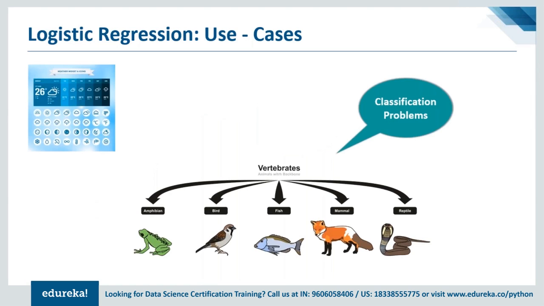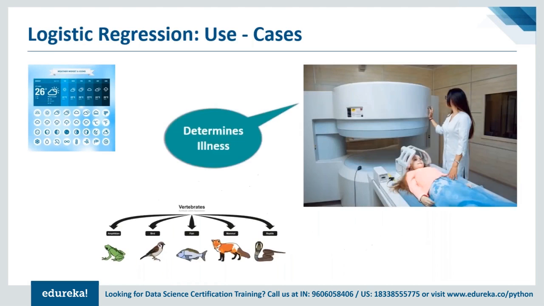And if you have to talk about classification, there are so many classifications, or basically Python in scikit-learn helps you to do multi-class classification. So if you take this example of vertebrates, we have an amphibian, bird, fish, mammal, and a reptile. If you have to see whether a crow is a bird or a mammal, this is a classification which we try to see.